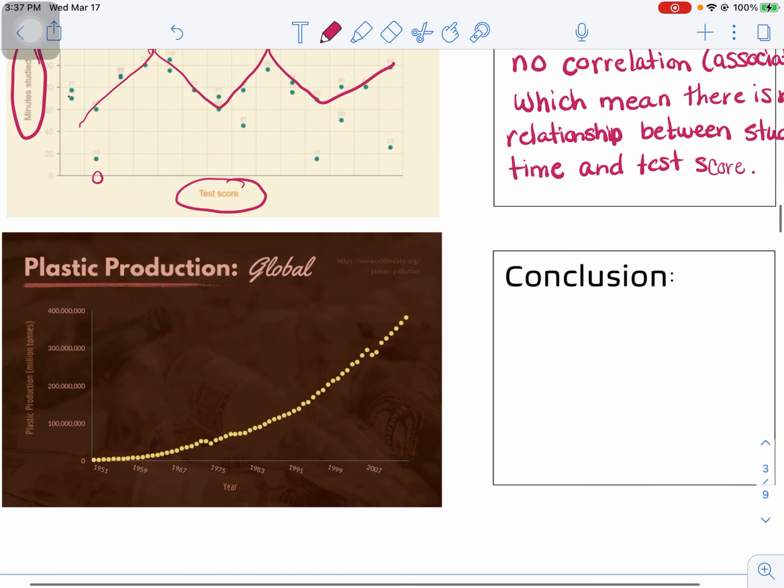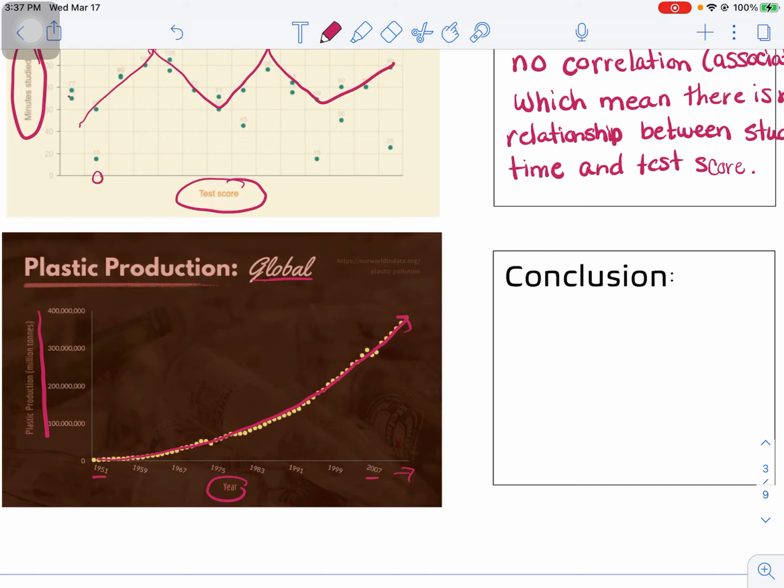We got plastic production, and this is a global situation, probably a big company, and it's talking about plastic production and the year. So we got plastic production and our units here, and we've got the years. So we can see 1951, and it goes all the way up to 2007. It actually goes up a little further, we just don't have it labeled. We can see that as the years increased, we went up in production. Now, how close these are, they're really tight.